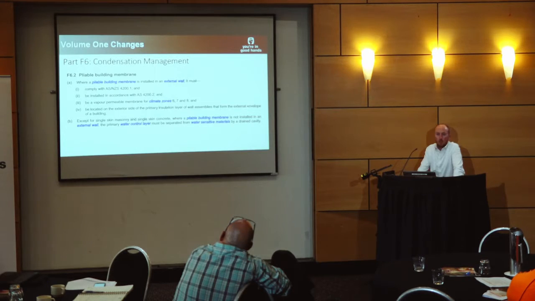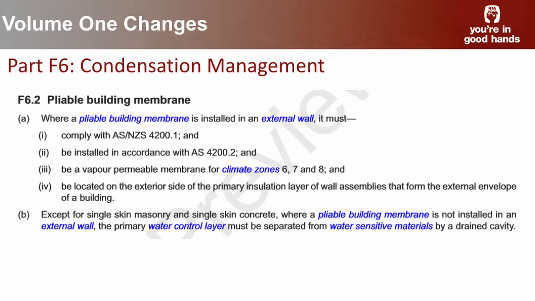The provisions for the fabric, for the pliable membrane, apply as per Volume 2 in terms of the use of vapour permeable membranes for 6, 7 and 8, but does provide the exclusion for single skin masonry and single skin concrete.